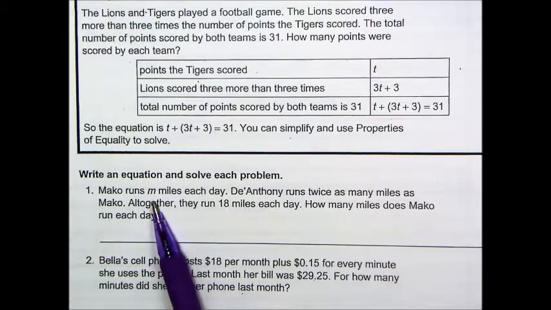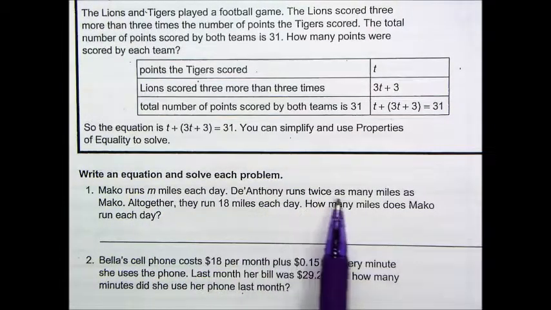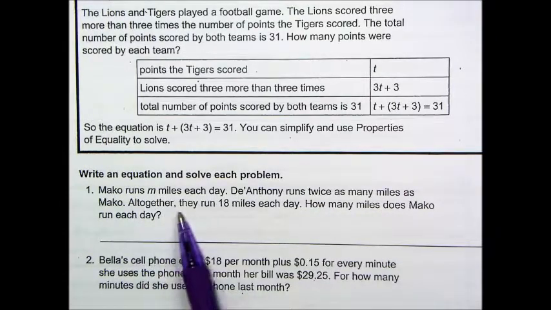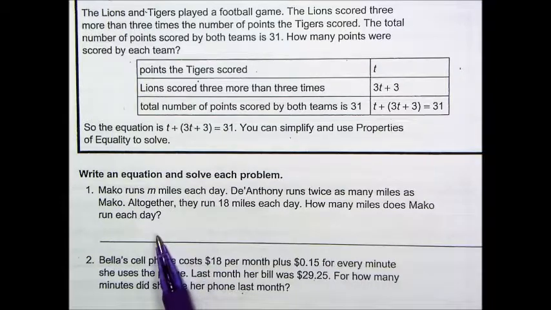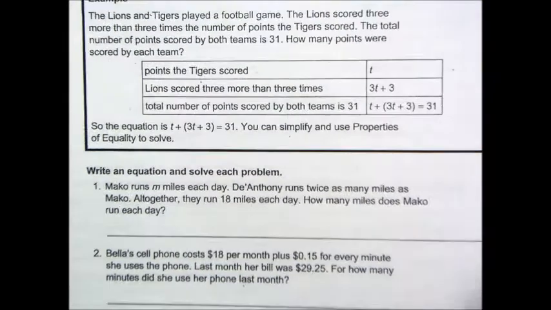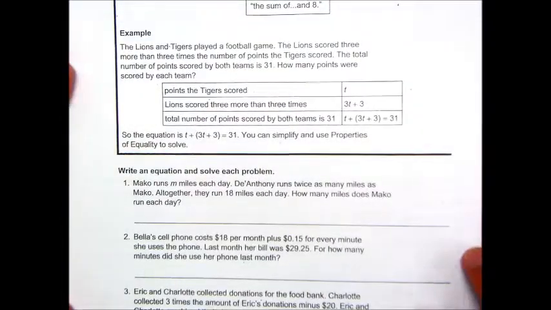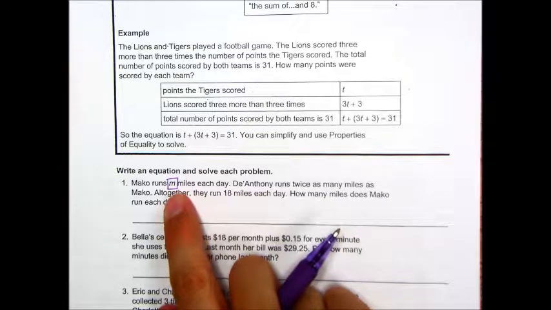In this situation, Mako runs M miles each day, and D'Anthony runs twice as many miles as Mako. Altogether, they run 18 miles each day. How many miles does Mako run each day? So basically in this situation, I like to try to figure out what variable I'm going to be solving for, and they've already given us that M should be our variable.